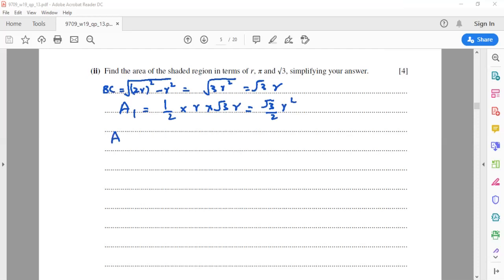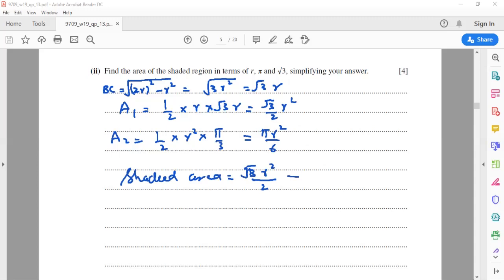Now, as far as A2, which is the area of the sector, is concerned, it is half r square theta, and our theta is pi by 3. We have found it already. So it's pi r square divided by 6. So the shaded area is going to be square root 3 r square divided by 2, which is the whole triangle, minus pi r square divided by 6. The rest is just simplification; if you want to make it more simplified, it is r square times square root 3 over 2 minus pi by 6.